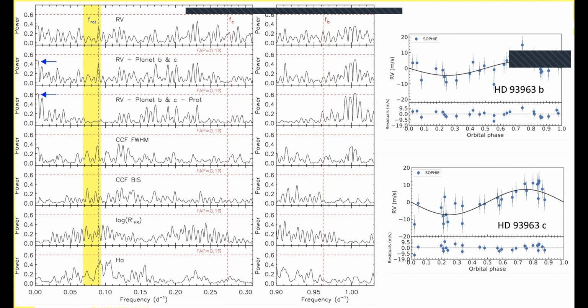And in addition, we could say that once we knew that the planets were validated, we could extract them from the data and we could confirm that the period of rotation was close enough to our prediction of 10-13 days from the TESS light curve.